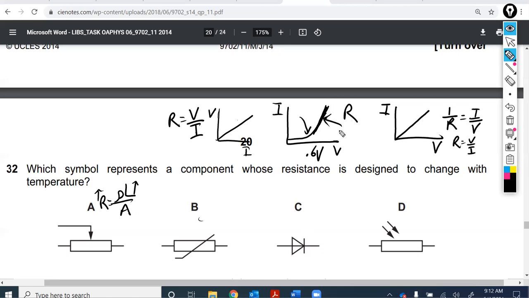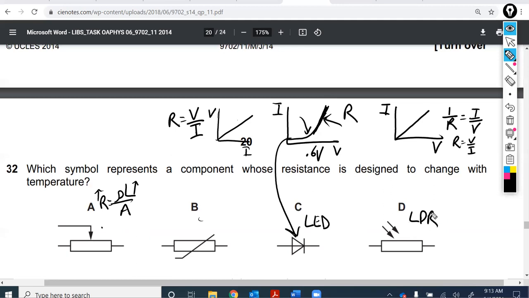Then we could take the slope of this, 1 over R would be equal to I over V, or the inverse of the slope would give us the resistance here. But that's what the IV characteristic looks like for an LED. Now this is called a light-dependent resistor. Okay, this is a light-emitting diode. This is a variable resistor, VR, variable resistor.